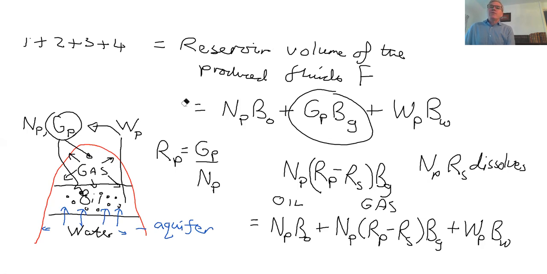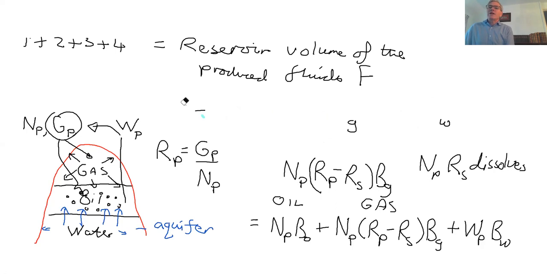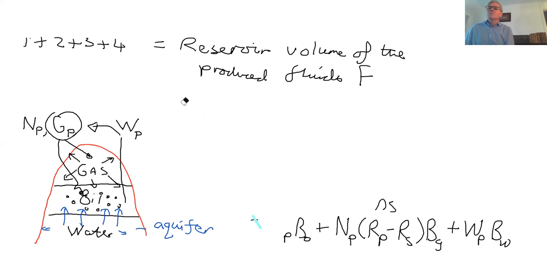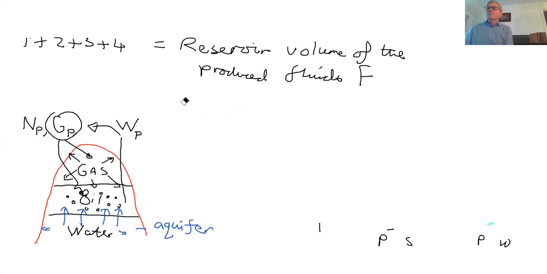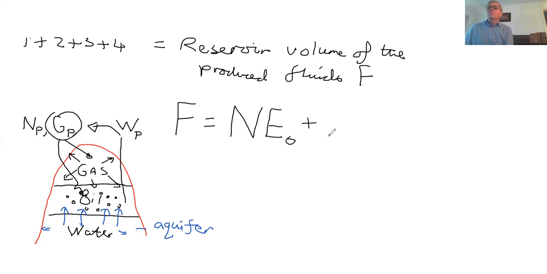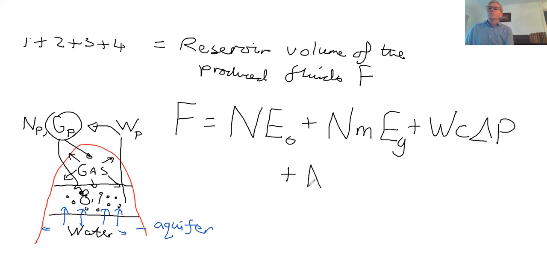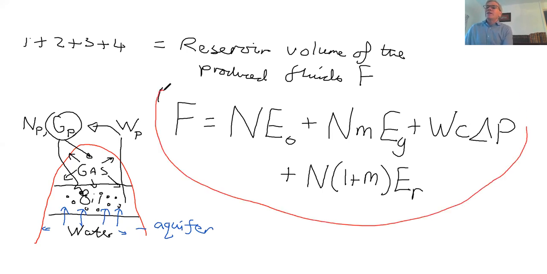So I'm just going to write it as F. I'm not going to write out the equation in its full glory. So F, reservoir volume, is going to be NE naught. Oops, sorry, that wasn't what I wanted to do. So here in red is the final equation.